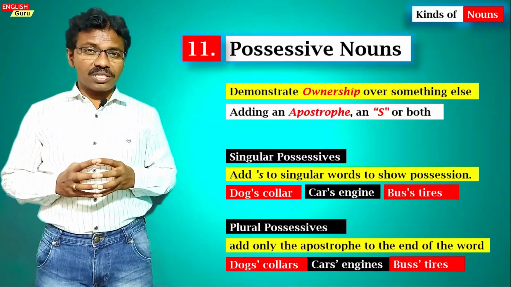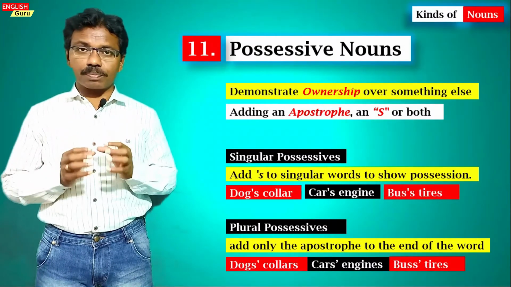So it is a plural possessive noun. Possessive nouns talk about ownership, possession of a particular noun. So we have learned the kinds of nouns in this video, and I hope you have understood it very clearly.